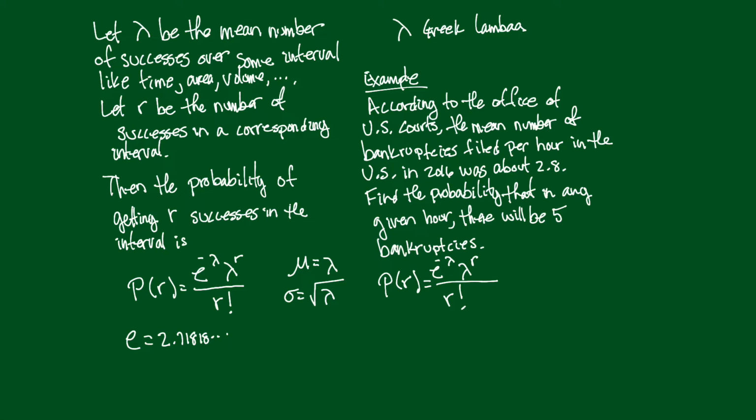Now we've got everything we need here. Lambda is the mean number filed, which is 2.8. R, we're looking for 5, and that's all we need out of this. So let's just substitute these numbers in and compute.